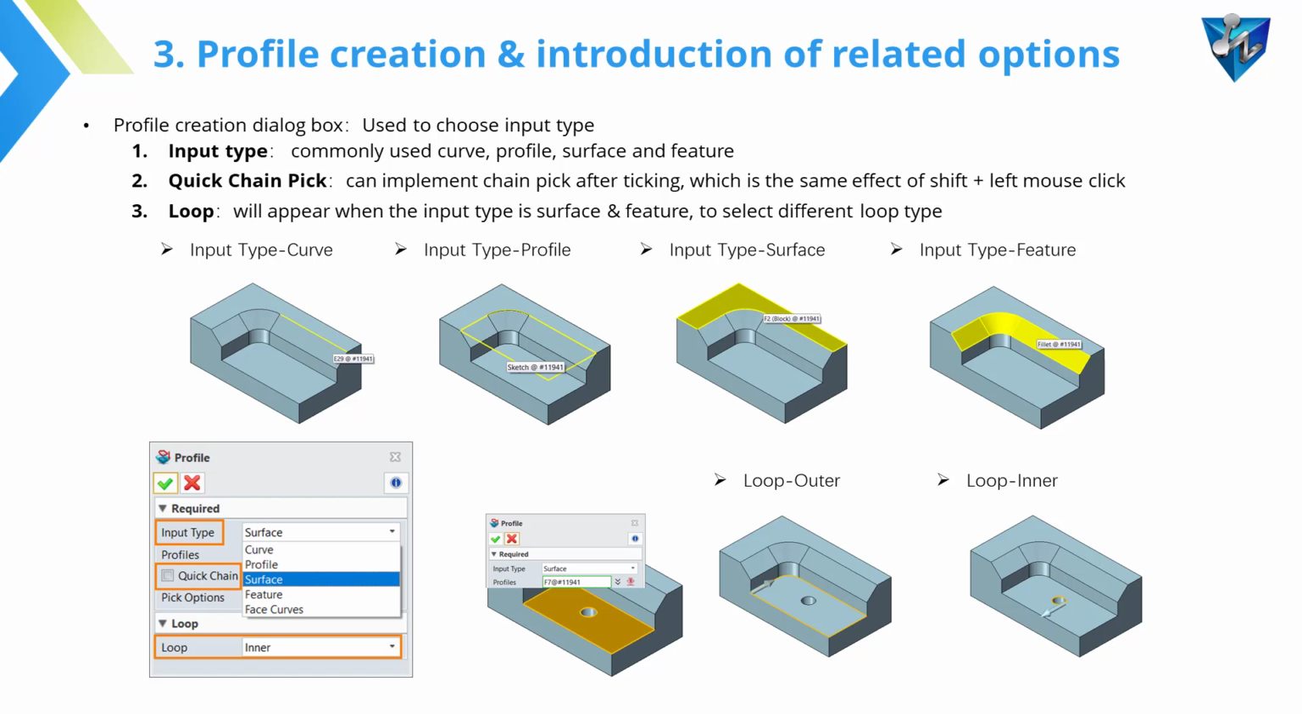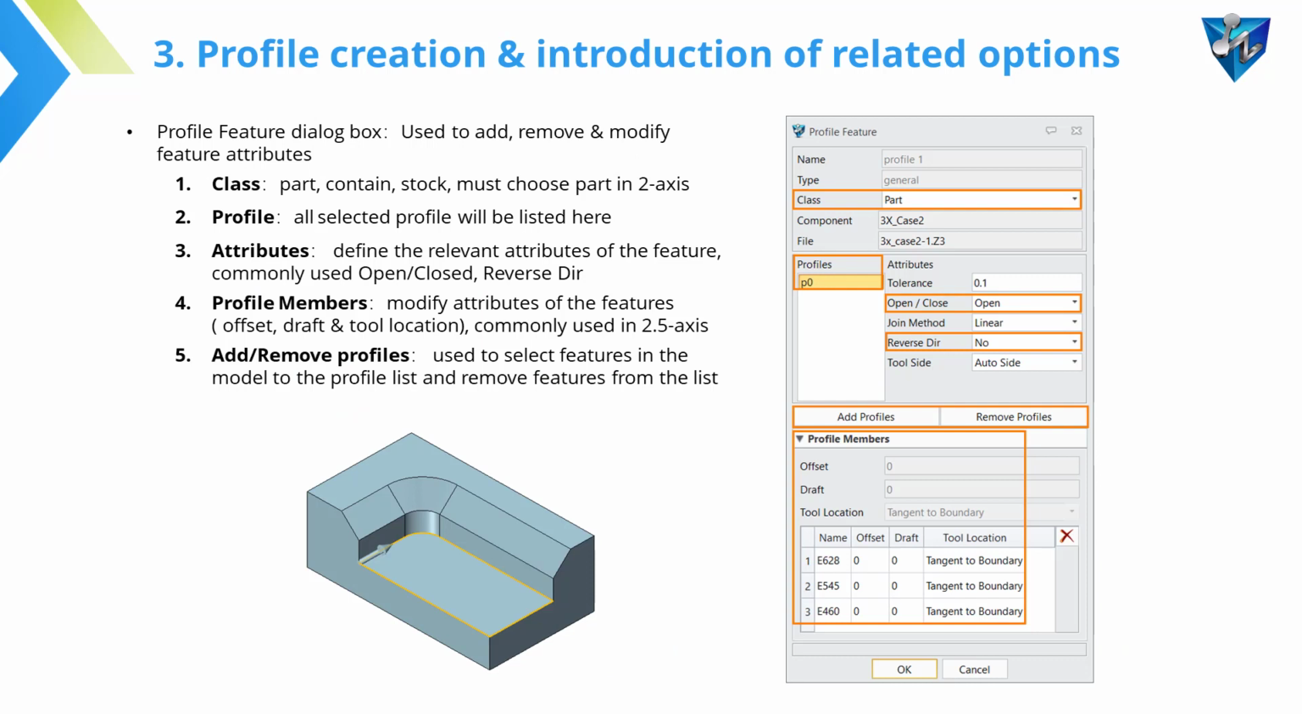Loop. This option will appear only when the input type is feature or surface. It is used to select different loop type. If I select the surface, outer means that I will keep the outer profile of it. Inner is the opposite. After you confirm the selection, you can move to the Profile Feature dialog box. It is used to add, remove, and modify feature attributes. If you still remember the feature types in the first chapter, the option is right here.